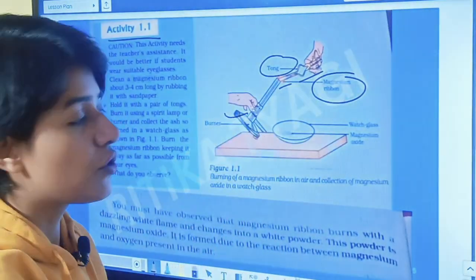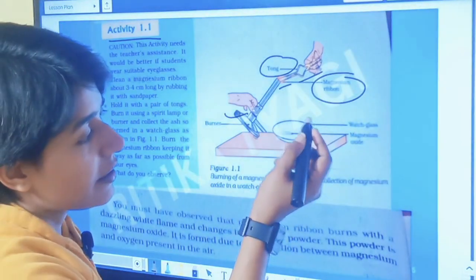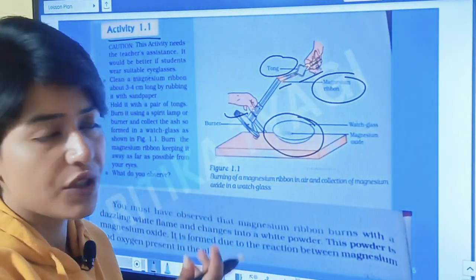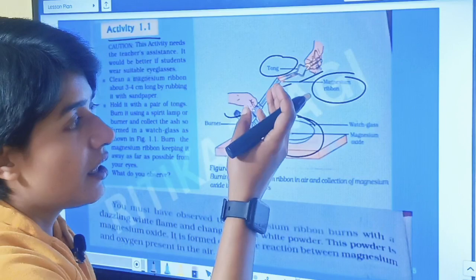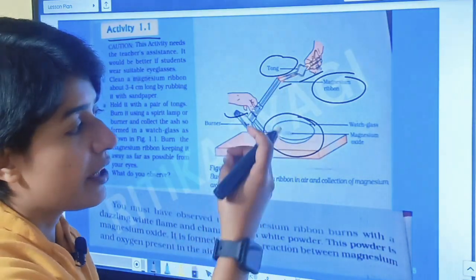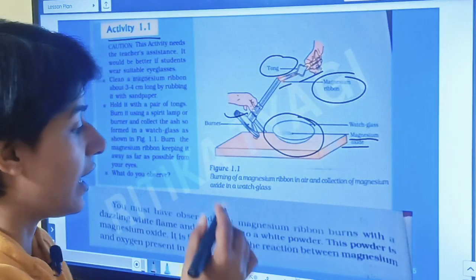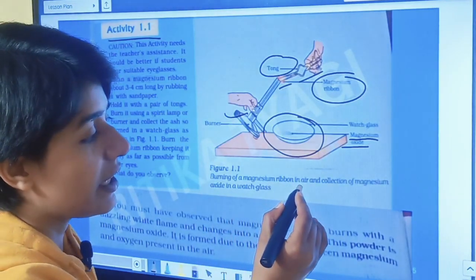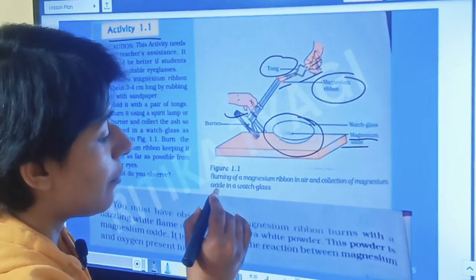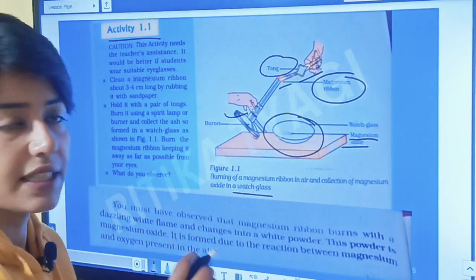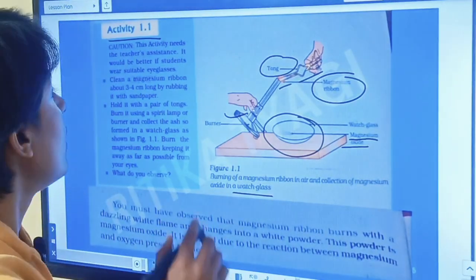Next, a burner to produce heat. Here, a watch glass is kept. A watch glass is a container in which the magnesium oxide white powder is collected. That is, magnesium oxide white powder is collected in this watch glass. Burning of a magnesium ribbon in air and collection of magnesium oxide in a watch glass is shown in this activity.